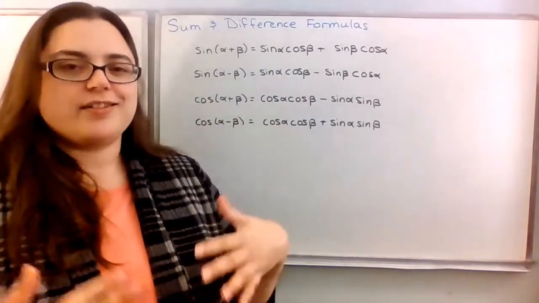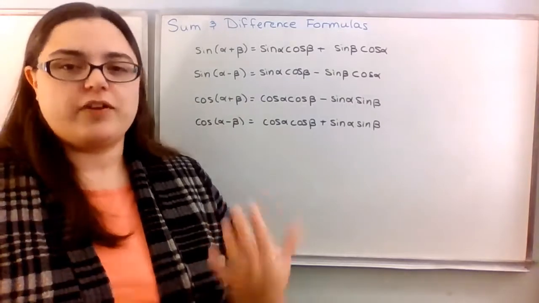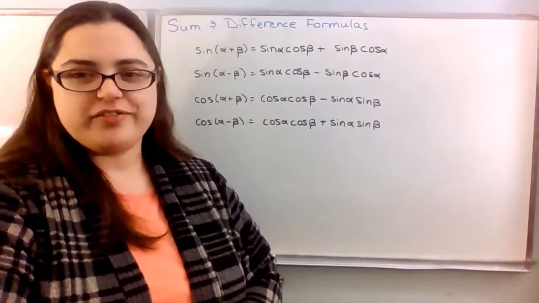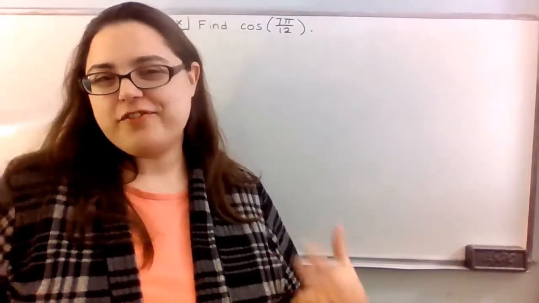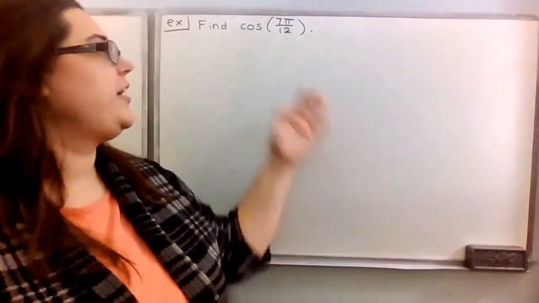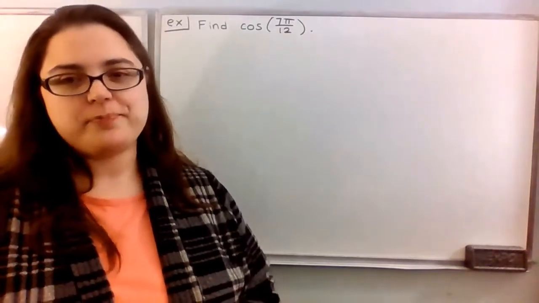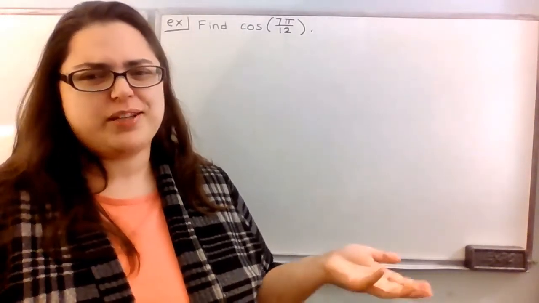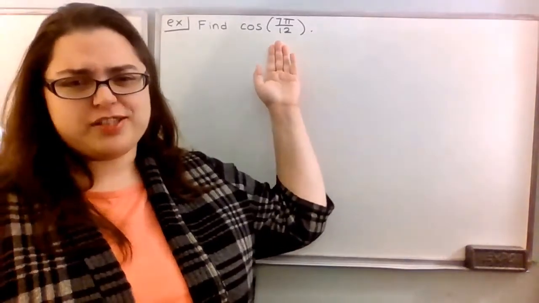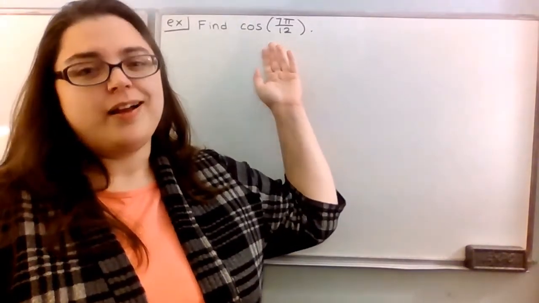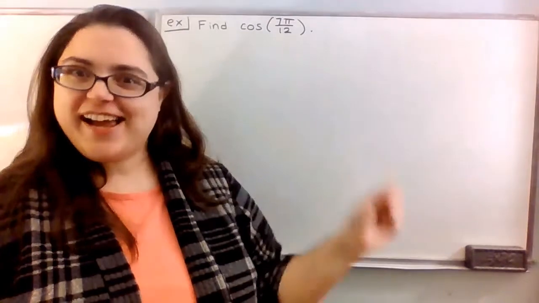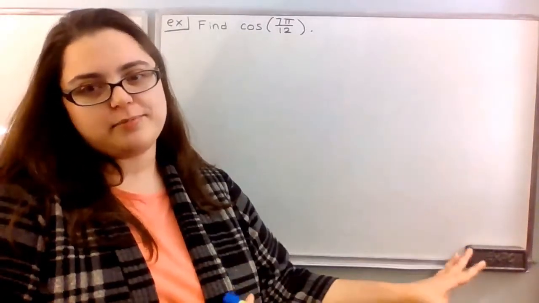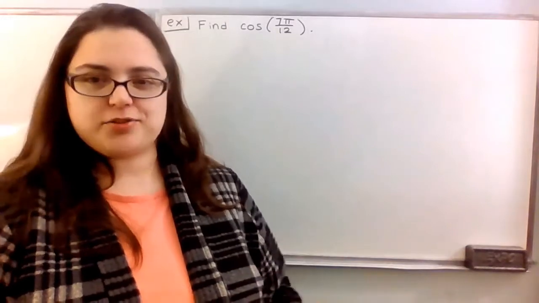So let's look at a couple of examples of applying the sum and difference formulas to find particular values. All right, for our first example, we've been asked to find cosine of 7 pi 12ths. Now you might be wondering, what does this have to do with sum and difference formulas? Because we don't have a sum or difference of angles up in here. However, our task is actually going to be to write it as a sum or difference and then apply the sum and difference formulas. Here's why.